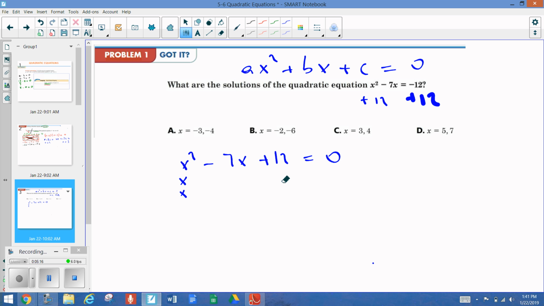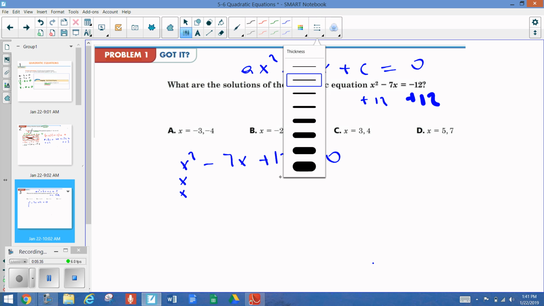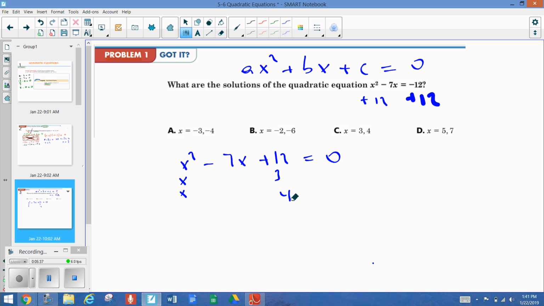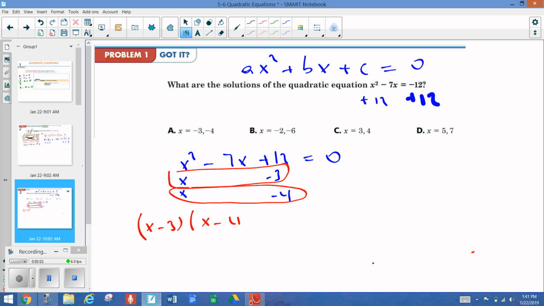What are the roots? 6 and 2 is not going to work because 6 plus 2 equals 8. And with 12 and 1, you won't be able to get this either. So tell me which one is right. 3 and 4. 3 plus 4 equals 7. Since this is negative, I make it negative. And write straight across: x minus 3 times x minus 4 is equal to 0.